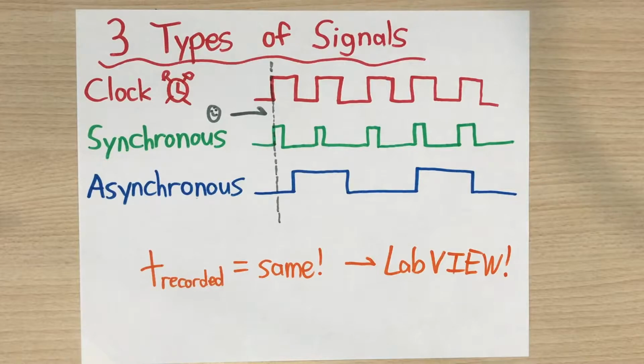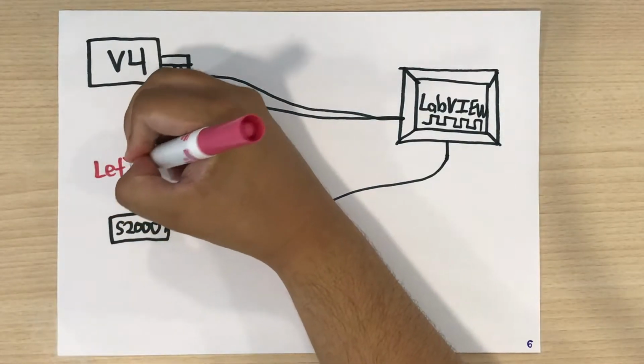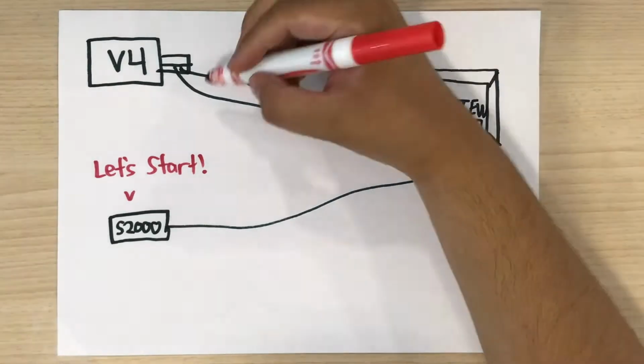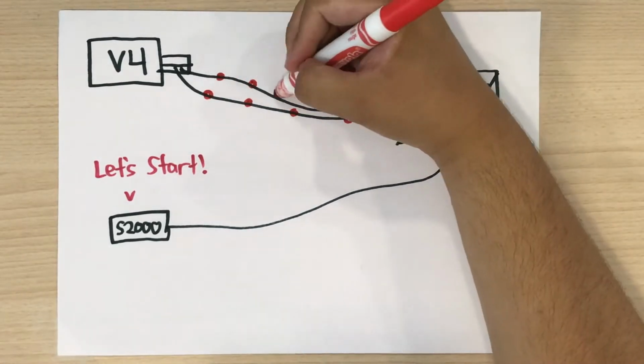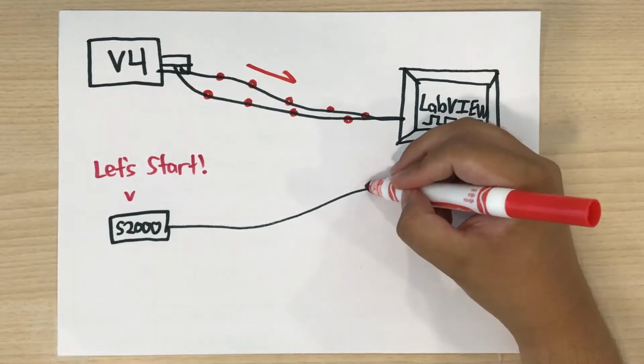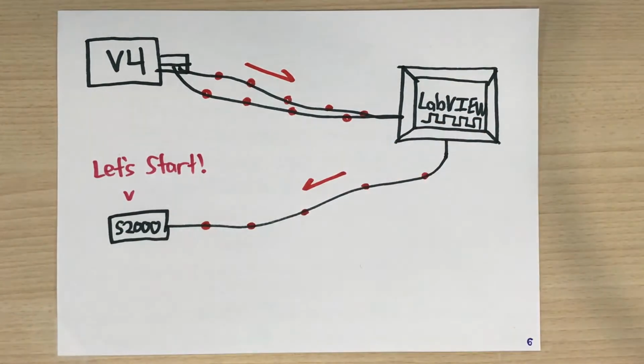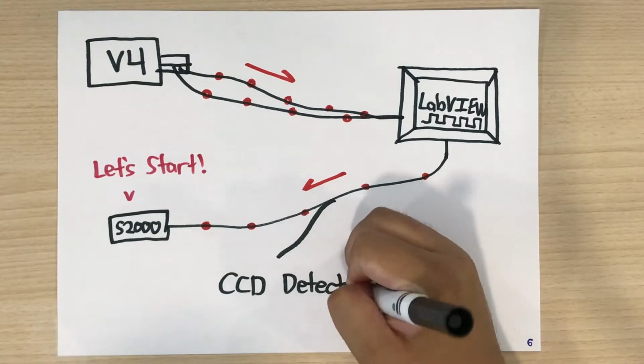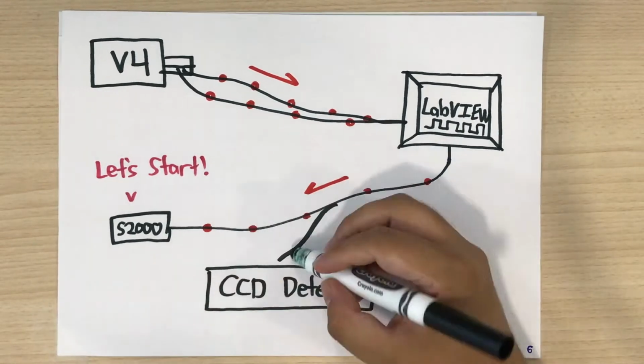As a result, what we want to do is have V4 trigger a LabVIEW program to generate a clock frequency that can trigger and monitor the spectrometer acquisition. That way, we're not only able to acquire spectra in a controlled manner, but we're also able to synchronize other devices to the same signal as well, such as a CCD detector that my lab will use in the future.